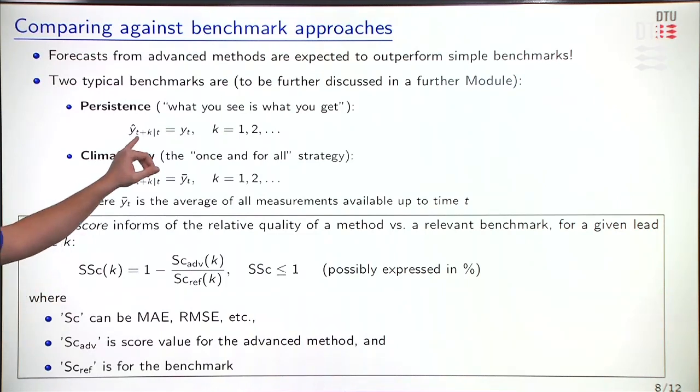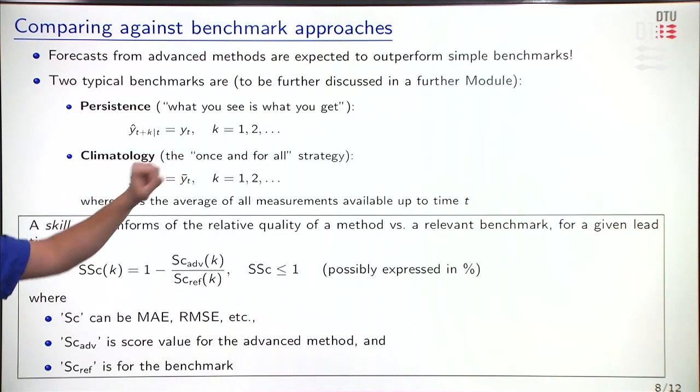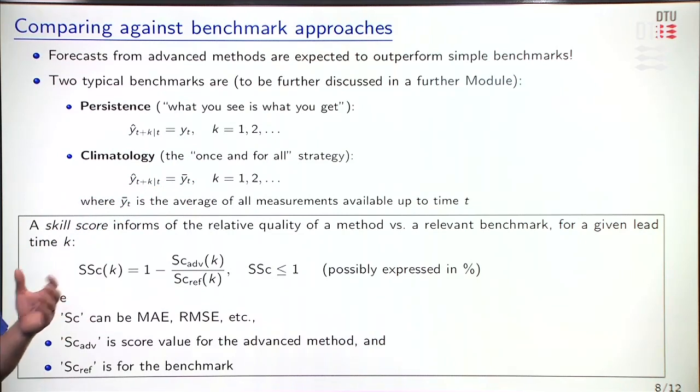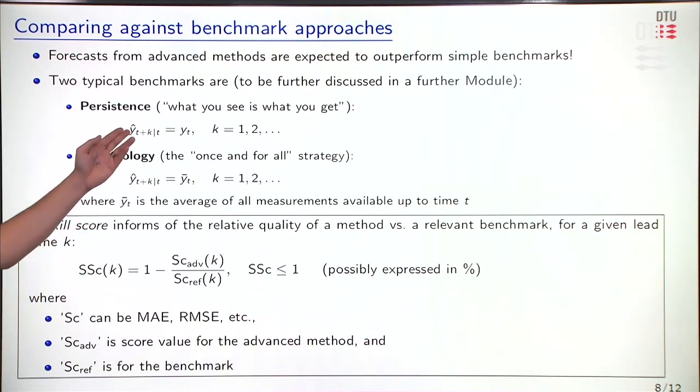We will introduce benchmarks in a further module, but the two benchmarks you need to think of here rapidly are persistence, so any forecast in the future is equal to the last measurement, and climatology, any forecast in the future is equal to the average of whatever we collected in the past. Then we can define a skill score. A skill score will give you a relative improvement over the score of this benchmark, for instance.